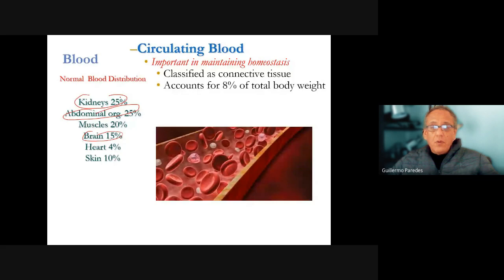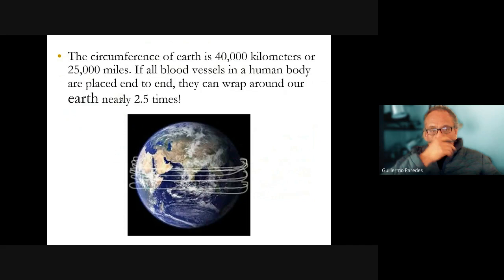Talking about the vessels, if you take all the arteries, all the veins, all the arterioles, all the capillaries, and put them in a line, one after another, you're going to have about 25,000 miles. That is going to go around the world 2.5 times. So that is how many highways and streets we have in our body circulating blood, in each individual. So that is how many vessels we have in our body.